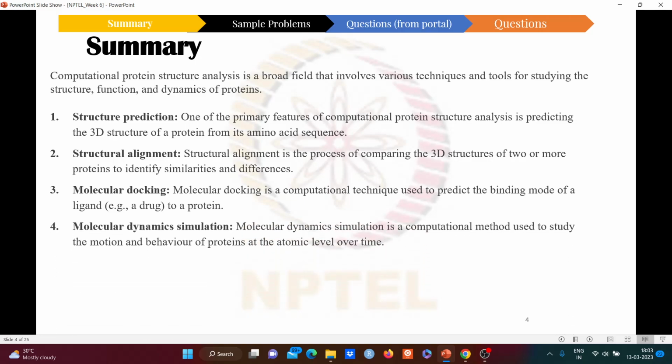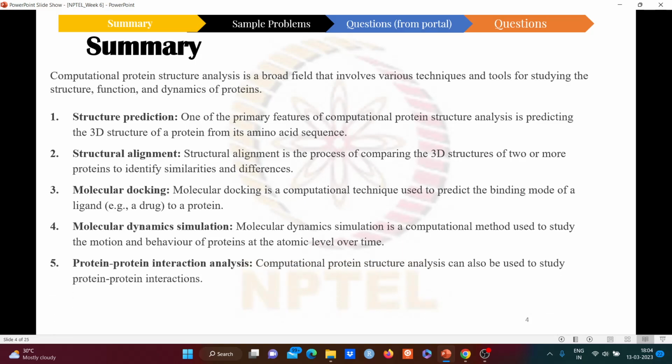Next is molecular dynamic simulations. They are used to study the dynamic behavior of the proteins at atomic level. Molecular dynamic simulations basically work on Newton's equations of motion. This method applies these equations of motion for all the atoms in the proteins, which allows researchers to study protein dynamics, conformational changes, and protein-ligand interactions.